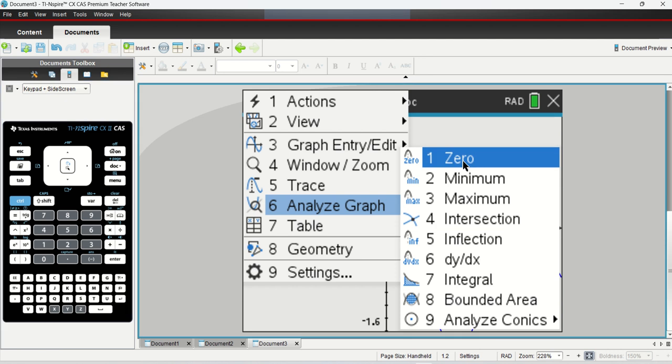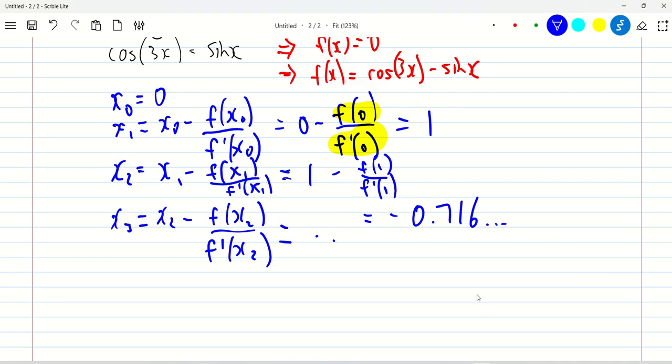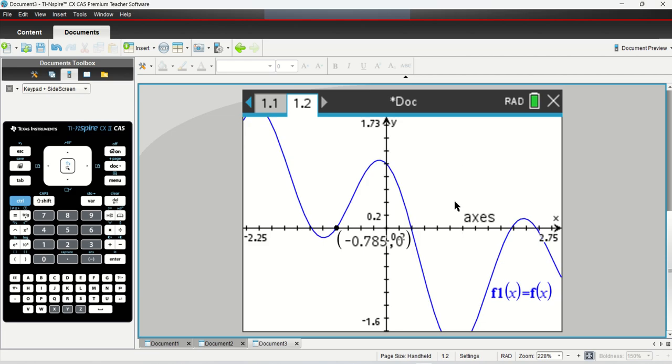So if we analyze the zero there and we go between there and there, then we get negative 0.785. What did we get for ours? Negative 0.716, and I bet you if we iterated that again, that'll get closer and closer to negative 0.785, because that's how the CAS calculator did it. So it's interesting that our particular example here has actually zoomed in on not the intercept we wanted, because the tangent would go down to here first, then it would come down to here. I'll just sort of show you why.